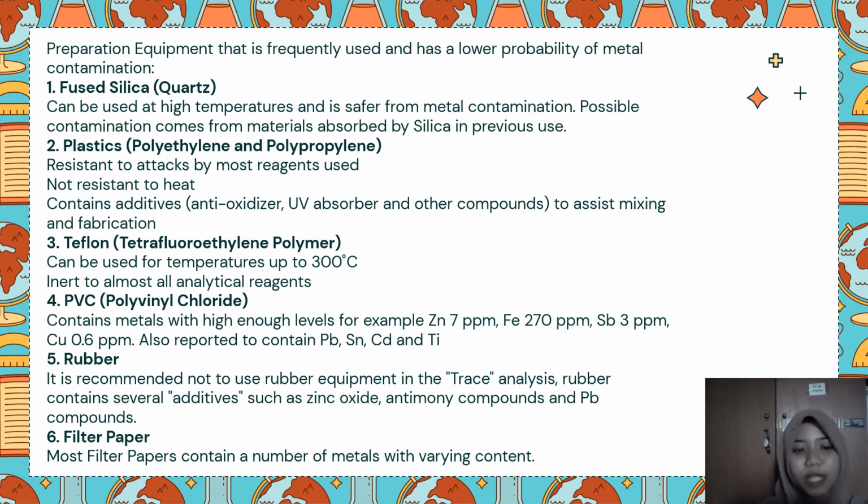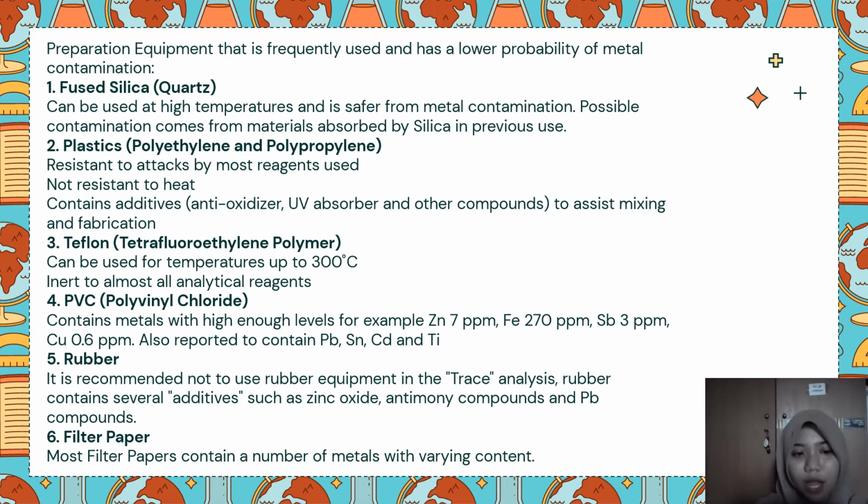And then PVC, or polyvinyl chloride, contains metals at high enough levels, for example, zinc 7 ppm, and then Fe 270 ppm, and then Sb 3 ppm, and then Cu 0.6 ppm. It is also reported to contain Pb, Sn, Cd, and Ti.